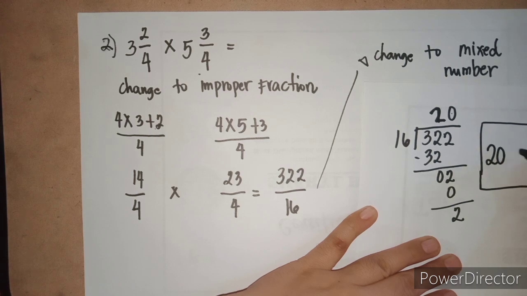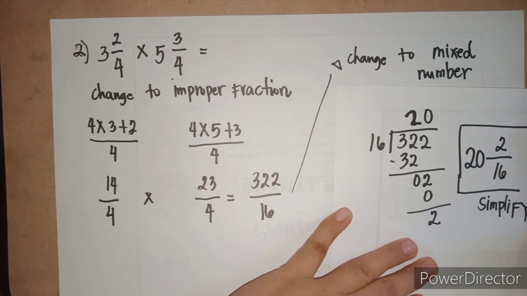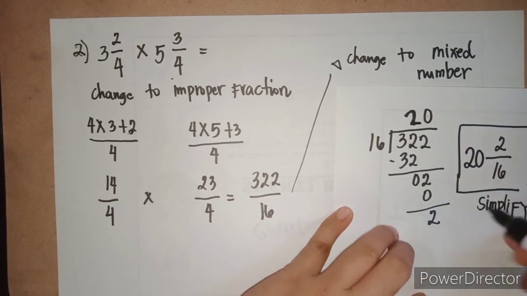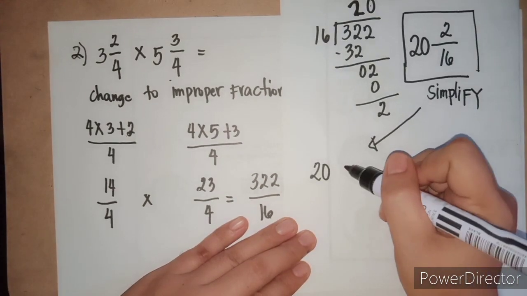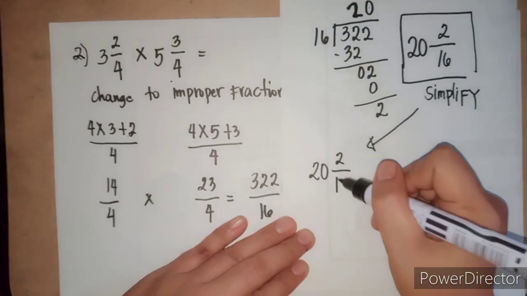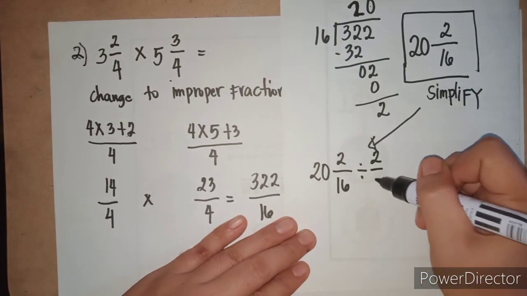okay, we write 20 and then the numerator 2 over 16. So we have 20 and 2 over 16. Okay, and then we simplify. Since we have 2 and 16, the common factor of 2 and 16 is 2. So we divide 2 over 16 by the greatest common factor 2.